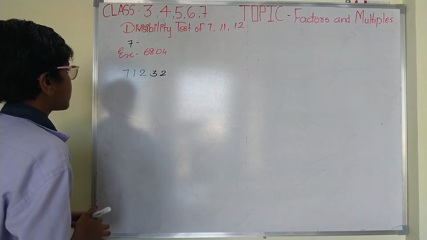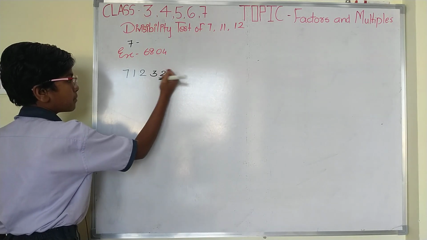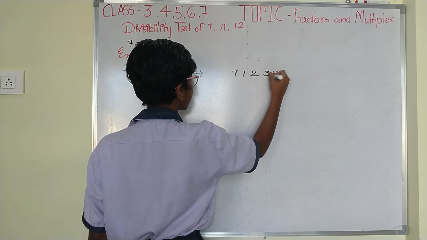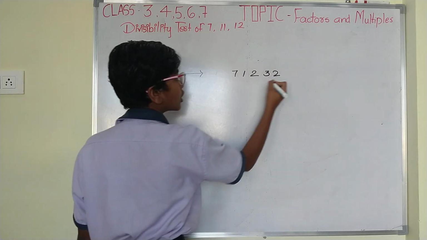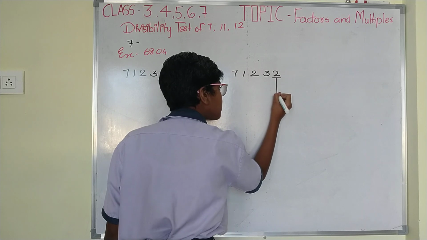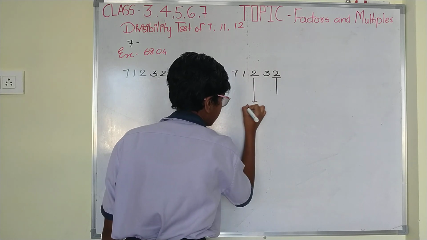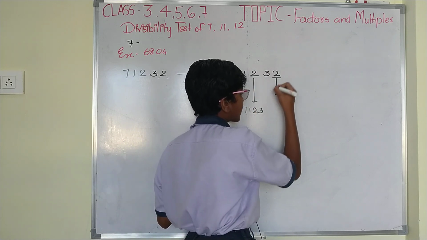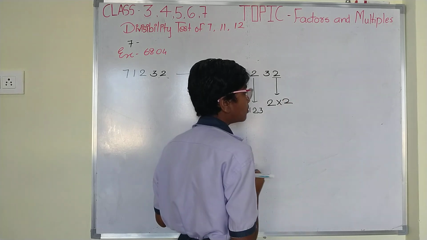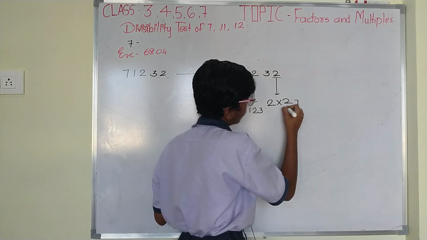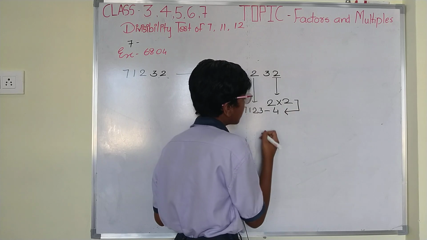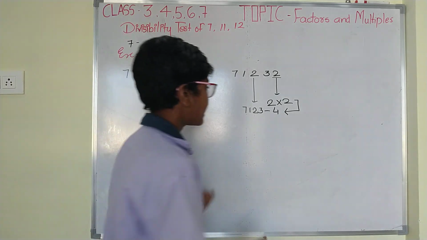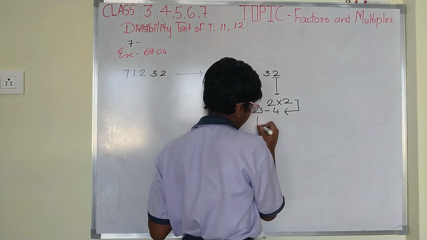Let's see that fast. I'll write the number here, okay? 7, 1, 2, 3, 2. Is it divisible by 7 or not? Take the units place. Write down the number as it is first. Take the 2, multiply 2 with it, getting 4. Subtract 4 from this. 13 minus 4, how much will you get? You will get 9. So writing the answer here, 9.